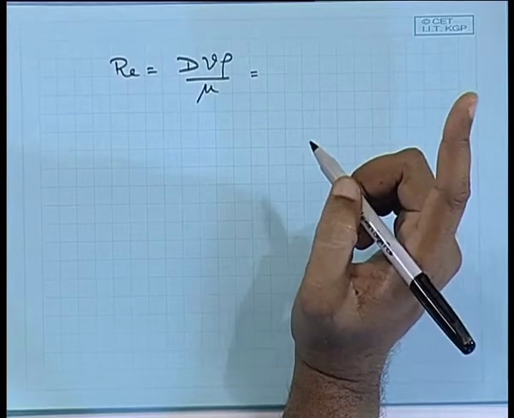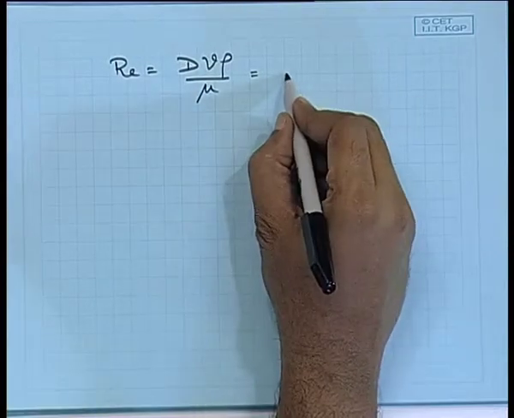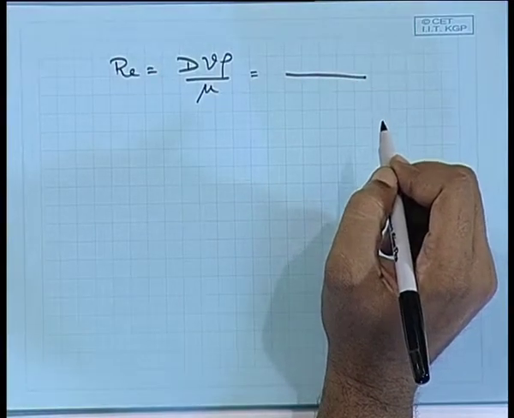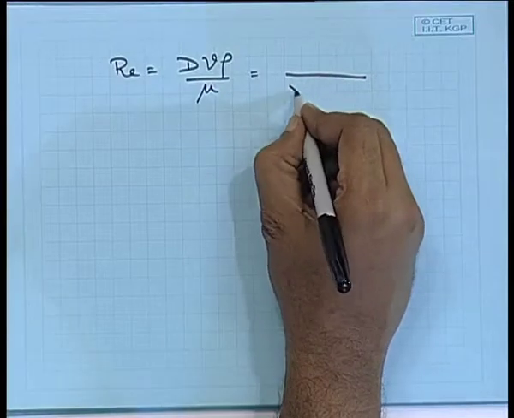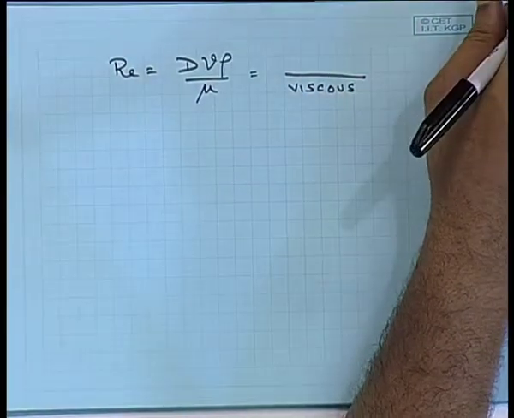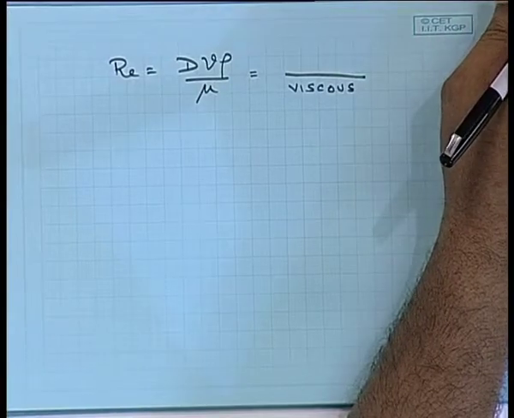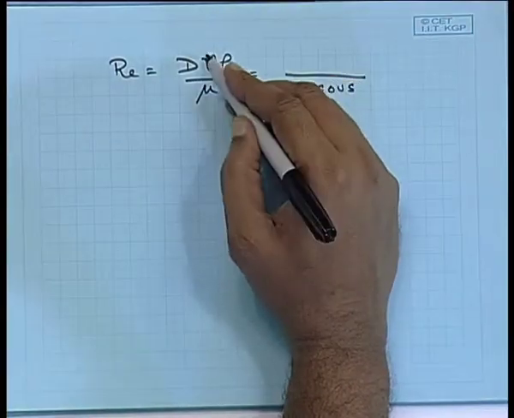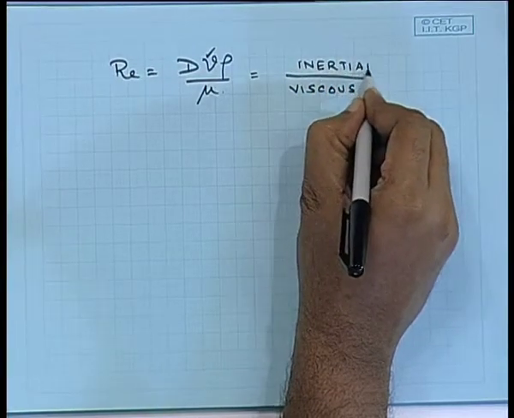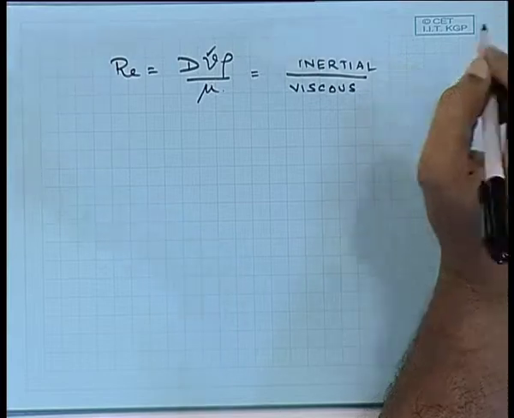Denominator n or d? Mu. So, mu is the force which brings order to the system. All right. So, what is that force called? Viscous force. And which is bringing disorder to the system or can bring disorder to the system? Inertia force. So, which is characterized by this V. So, it's just a ratio of inertial by viscous forces.